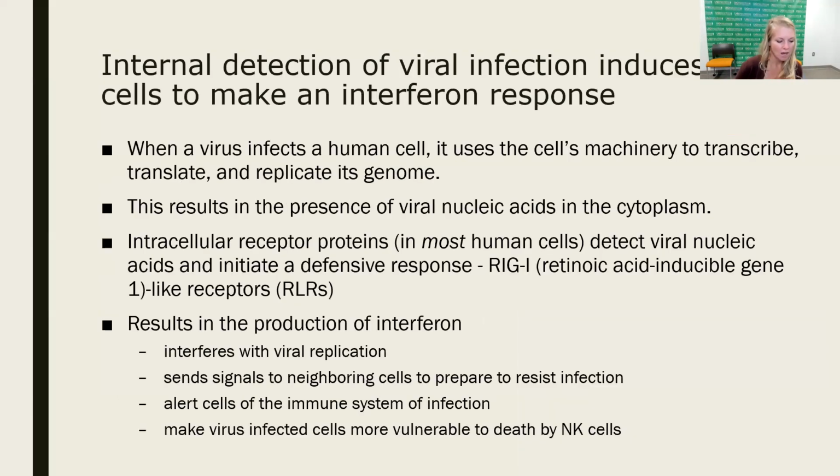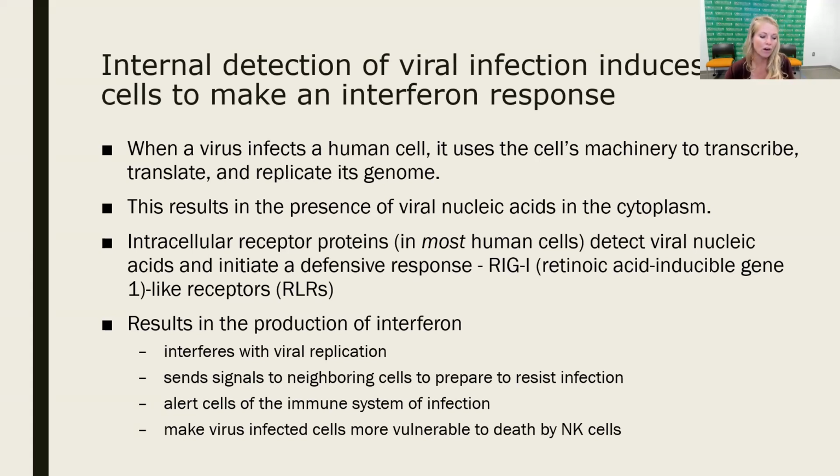Okay. Let's see here. This is the last slide I want to use for this lecture. We've been talking a lot about extracellular pathogens like bacteria, but when a virus infects a human cell, it's going to do so that it can use the host cell's machinery to make more of itself, right? That's what a virus does, is just survive. Well, when that happens, it's going to be producing nucleic acids for itself. Those nucleic acids are going to be just floating around in the cytoplasm of the cell.